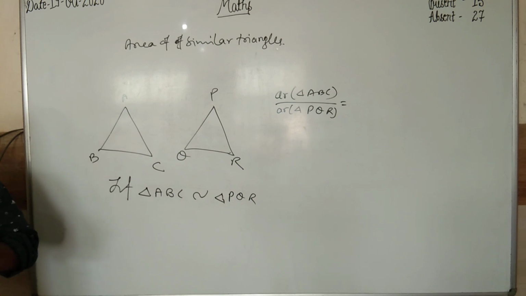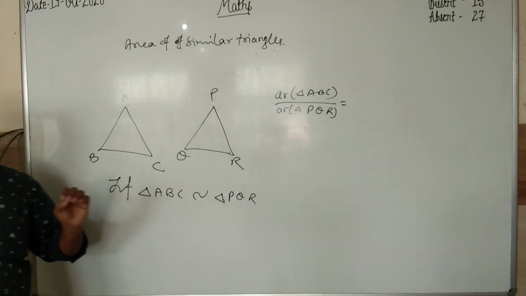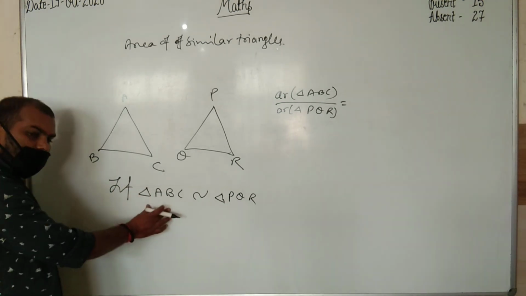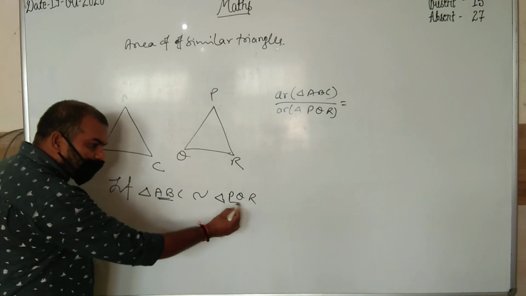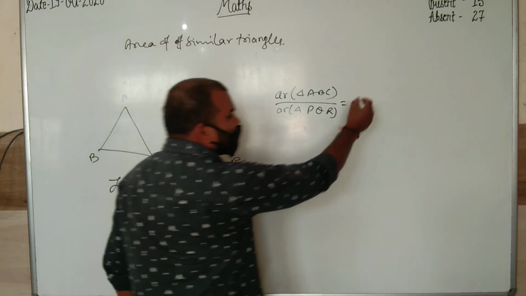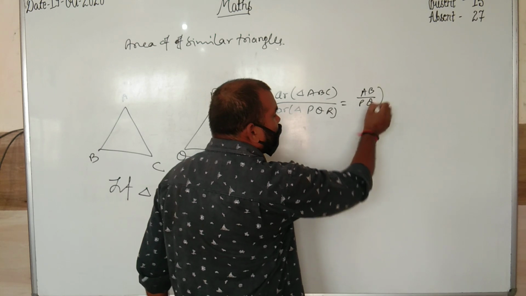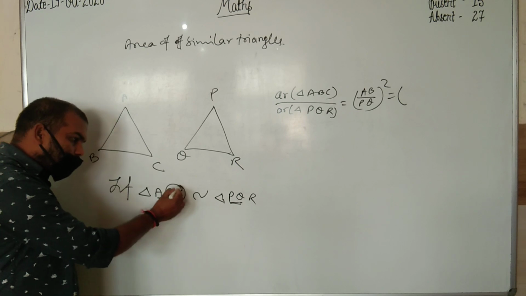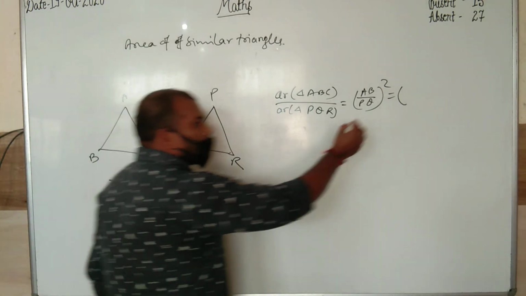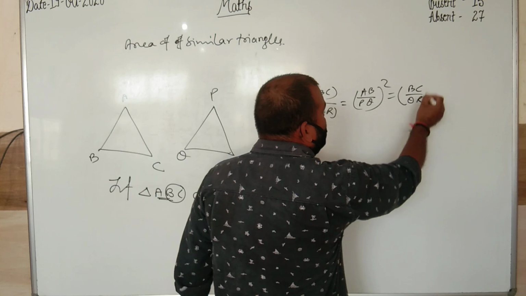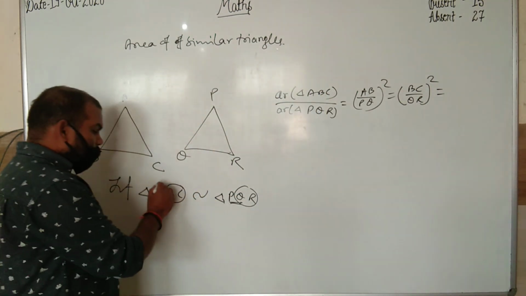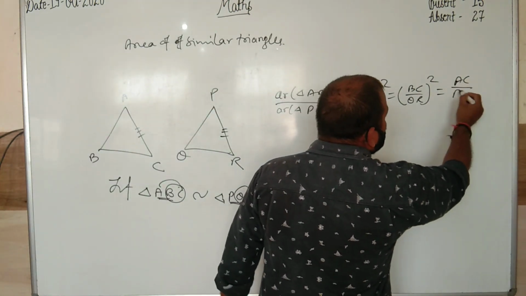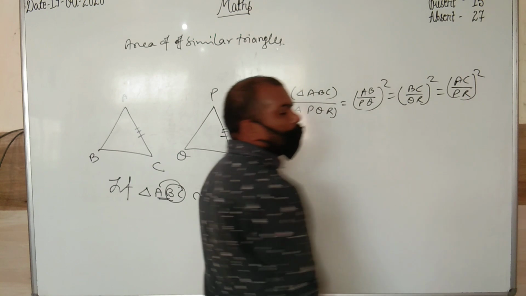That is, area of triangle ABC upon area of triangle PQR. Now we will take corresponding sides. You can take corresponding sides from the given names, na? As it is given similar, we can take first AB, then the first name will be PQ, means square of AB upon square of PQ. Or the second name, that is BC and QR, so BC upon QR. Similarly, the third side is AC and PR, so we can take AC by PR square also.